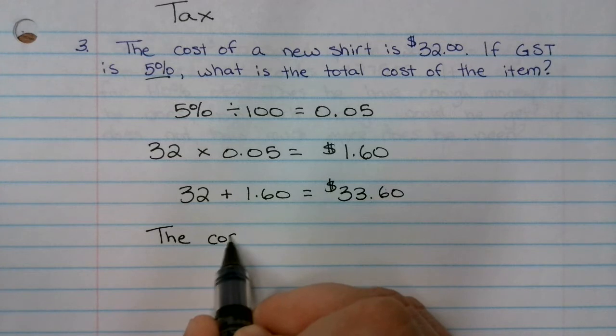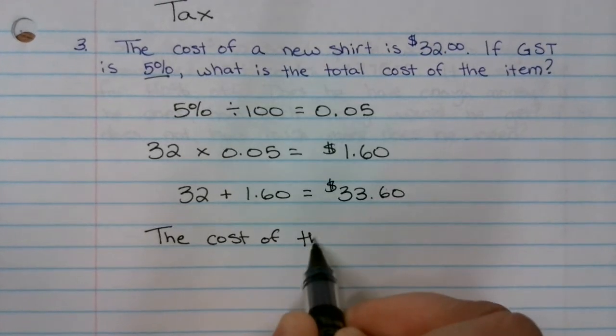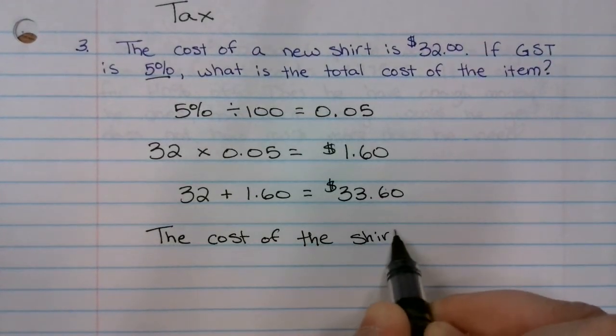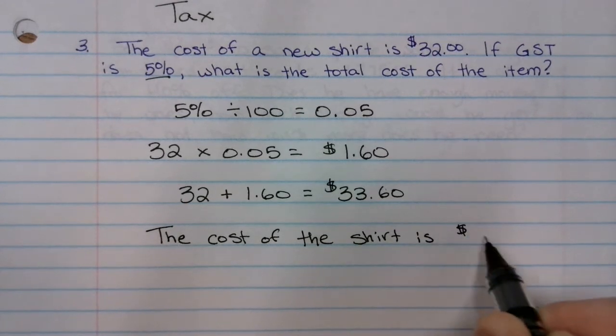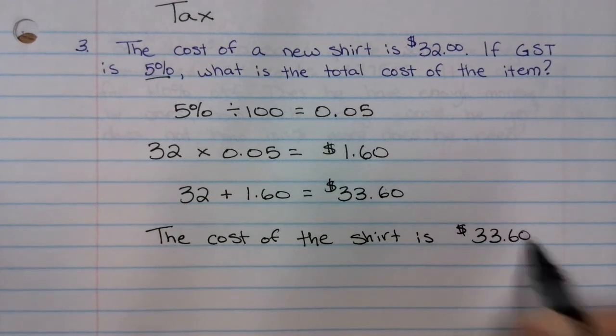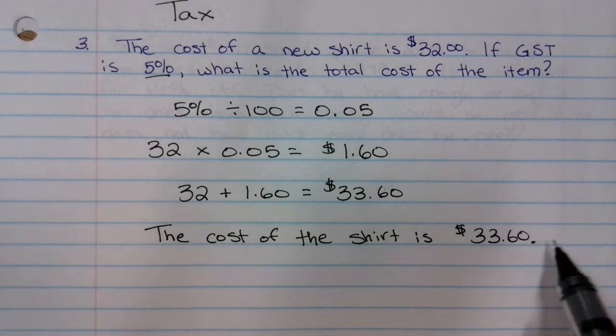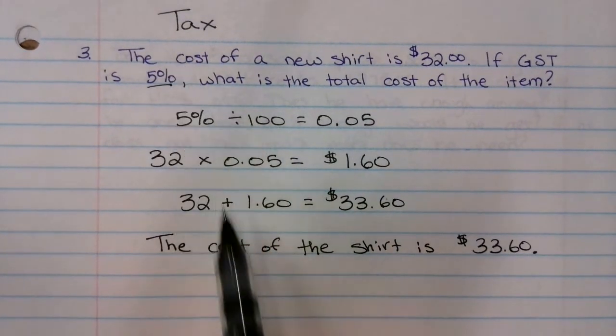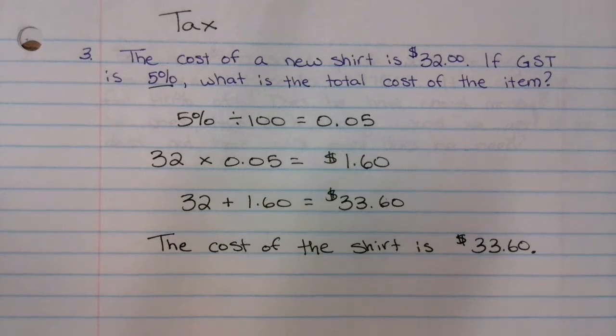The cost of the shirt is $33.60. Again, you can see that with tax and tip, we were adding, but with discount, we were subtracting.